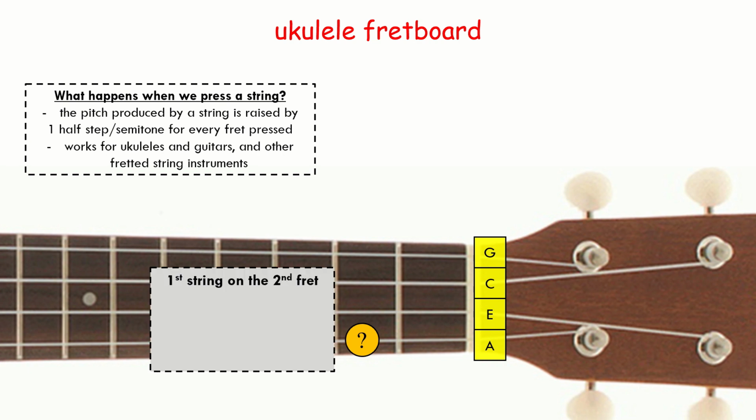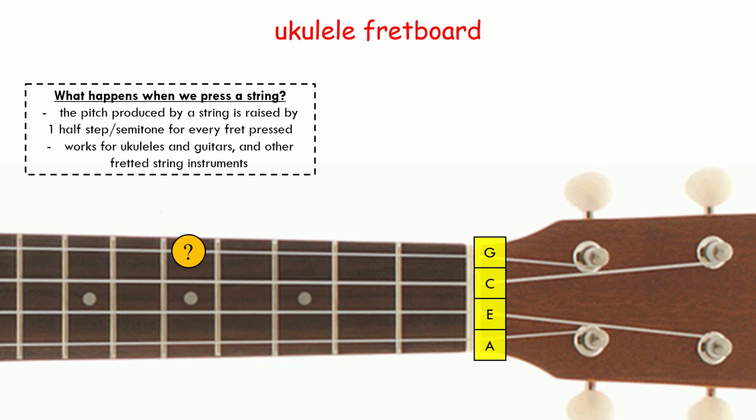Now what if we press the ukulele here? Here we are pressing the 1st string on the 2nd fret. This means that the pitch produced will be 2 half steps above the A note produced by the open 1st string, and that is a B note.